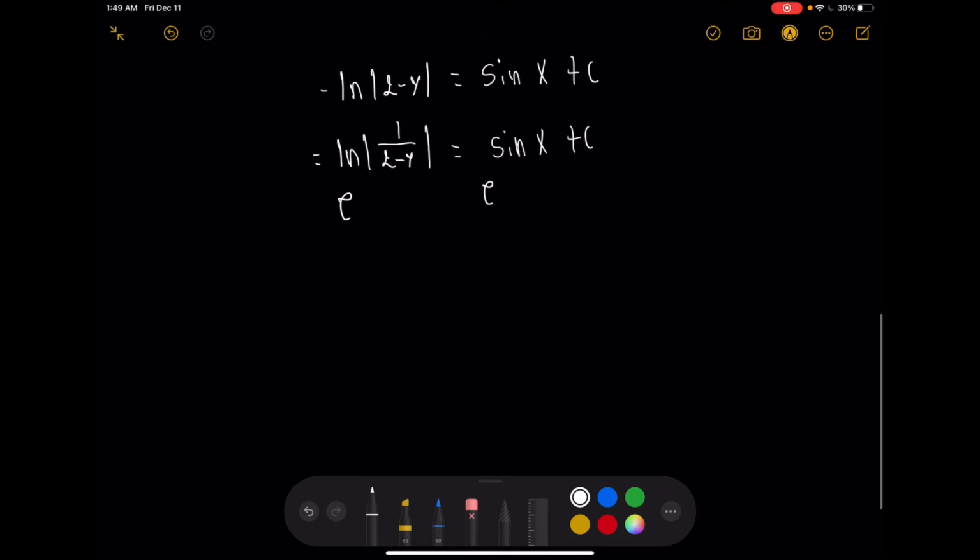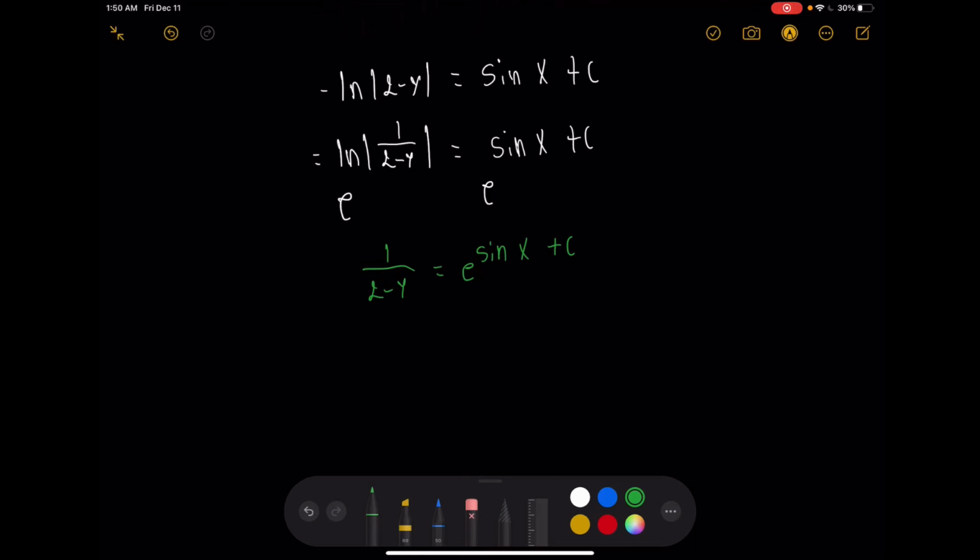So now the left side is going to drop the ln. So now let me go ahead and change colors, where we are going to have 1 over 2 minus y, which is then equal to e to the sine of x plus c.